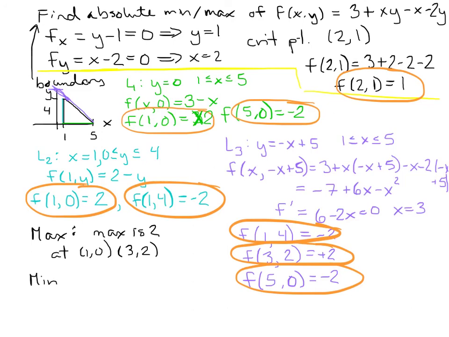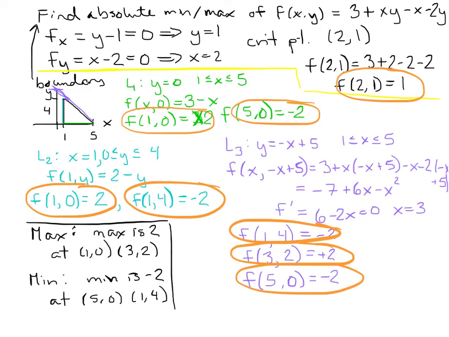For the min, if you look through all of these, the min is -2. And that min occurs at, let's see, the 0, 5, 0, 1, 4, and then it looks like we have 5, 0 again and 1, 4 again. Okay, so here's my absolute min and max value. If we graphed this, our z value would be 2, and that would occur at 2 different points. The max z value would occur at 2 different points, and the same with the min, but the min would be at -2.